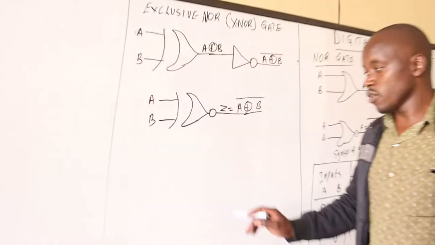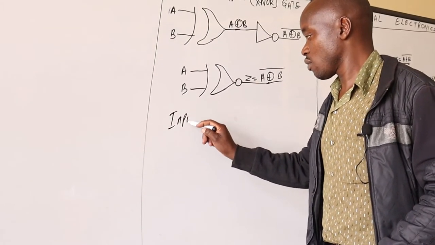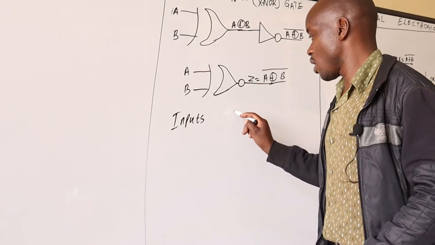Then from there, I want to draw the truth table so that you can see clearly. We have the inputs, then we have the outputs.